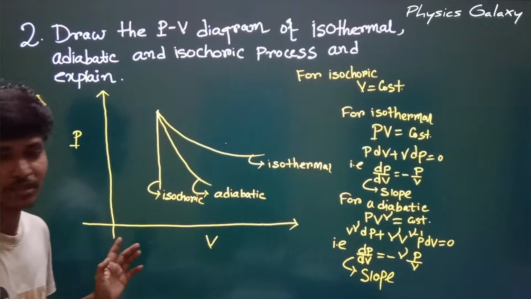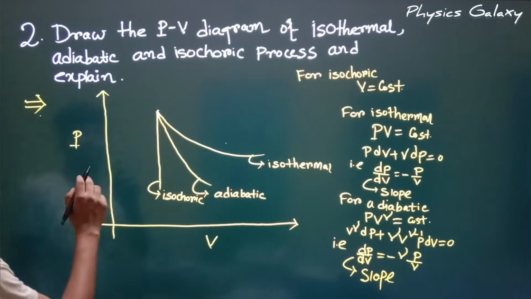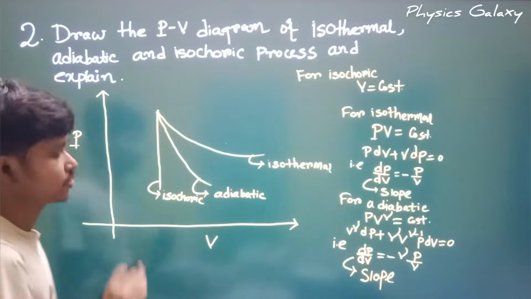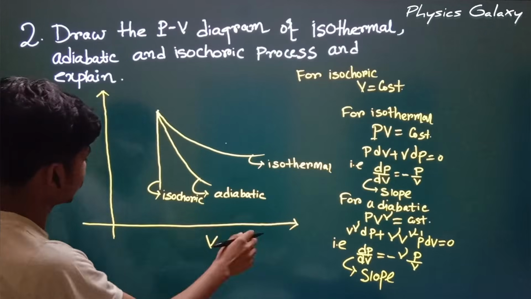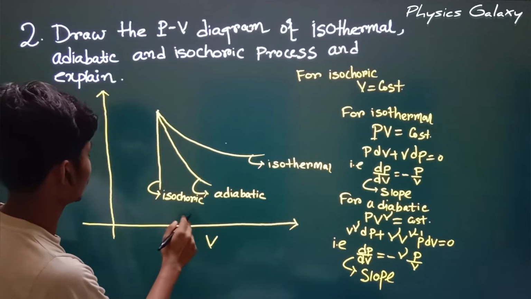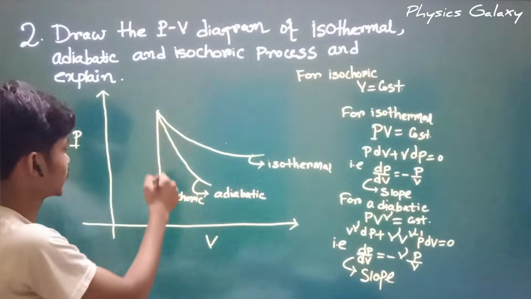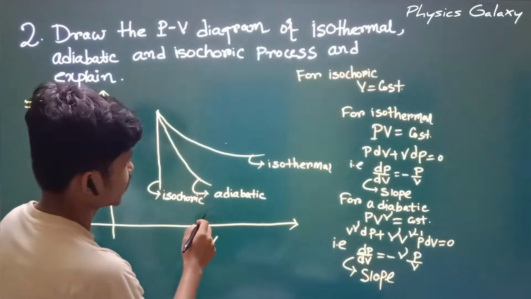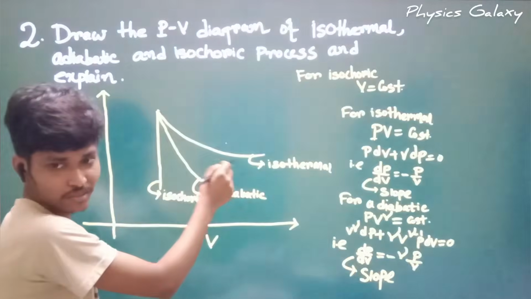Then one professor asked me to draw the PV diagram of the isothermal, adiabatic, and isobaric processes. First, I drew the curve for the isobaric process, that is pressure equals constant, so we get this straight line. And for the adiabatic and isothermal processes, the graph will be like this.